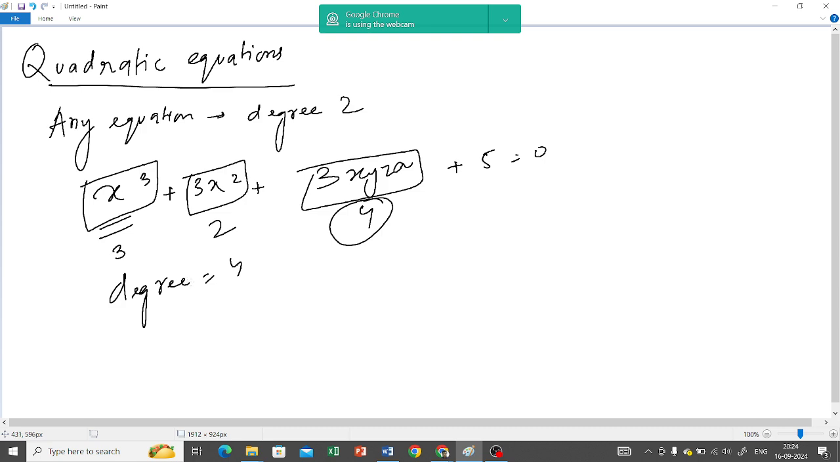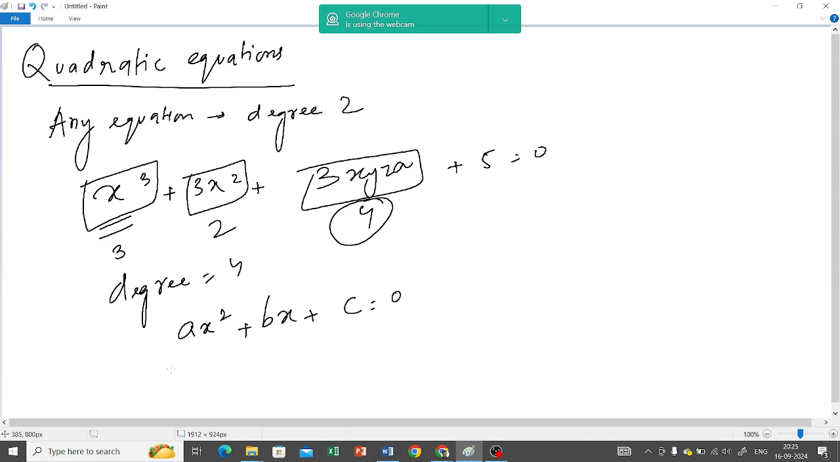Okay, but a quadratic equation is degree 2. So any equation which is degree 2 is called a quadratic equation. So that means ax square plus bx plus c equals 0. This is the general form of a quadratic equation, ax square plus bx plus c, where a, b, c are constants, and it is a degree 2 equation.